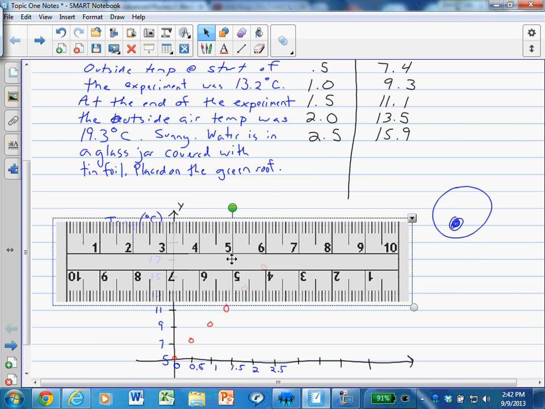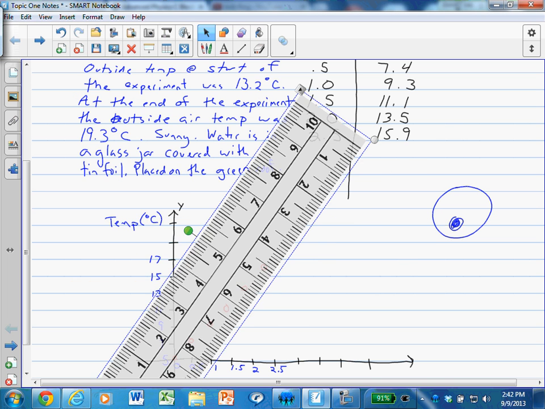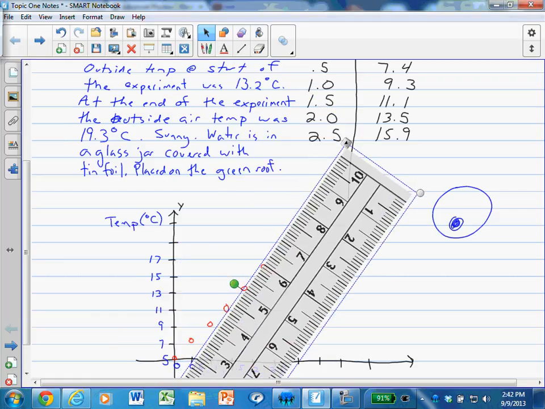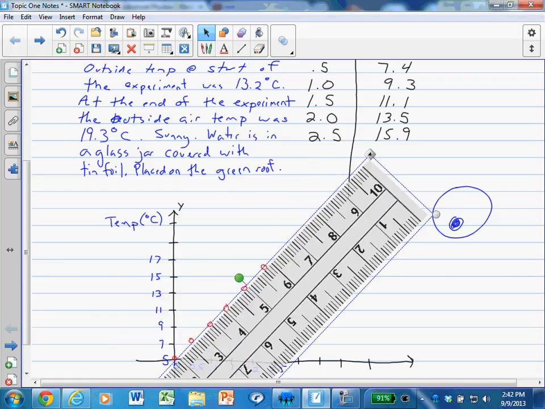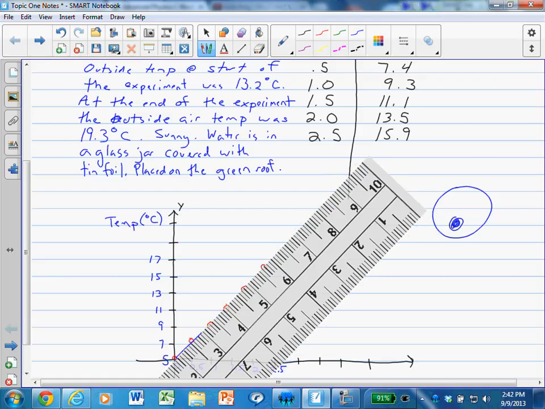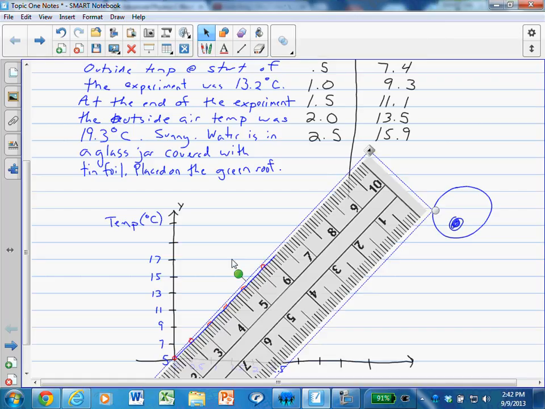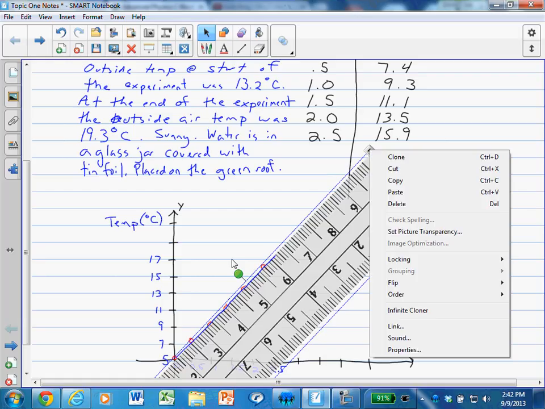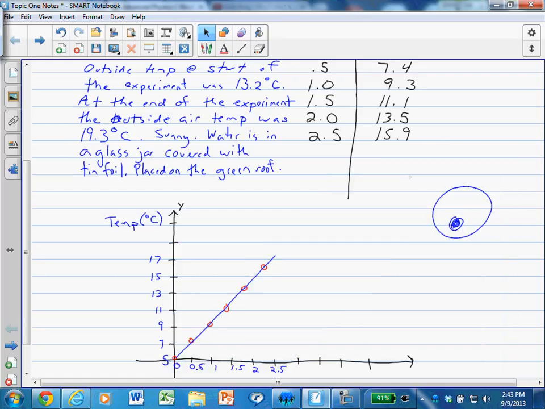You take a ruler and you stick your ruler on your data, and then you draw your line, okay? So I'm going to draw the line in. Something like that, okay? And I'm going to get rid of this. Now, you could probably draw a straighter line yourself because you have a nice ruler.